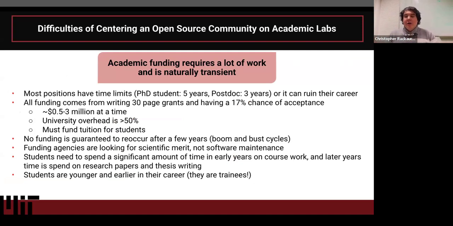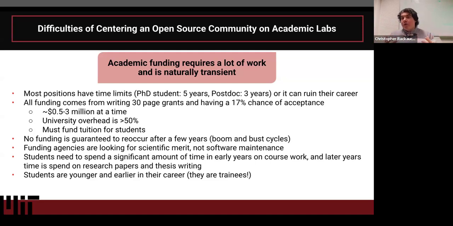Right. So you don't want to say, oh, I want them to have a position so that way they maintain the software for 10 years. They're being underpaid, right? Because a PhD student's not getting a full industry salary or anything. They're not going to be there for more than 6 years. So, by definition, all the funding that is going to these academic positions is transient.